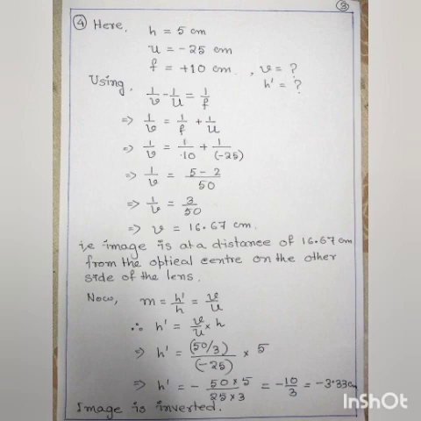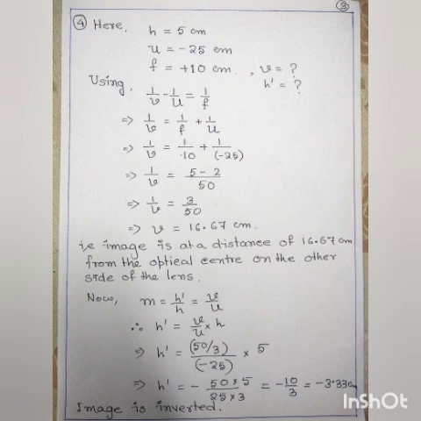that is h prime. Now first we will use the lens formula, that is 1 by v minus 1 by u equals to 1 by f. Now substitute all the variables with their proper sign convention, and 1 by v we will get 3 by 50, that is v equals to 50 by 3, that is plus 16.67 centimeter. So from the positive sign we can conclude the image is at a distance of 16.67 centimeter from the optical center on the other side of the lens, that of the object. Clear?